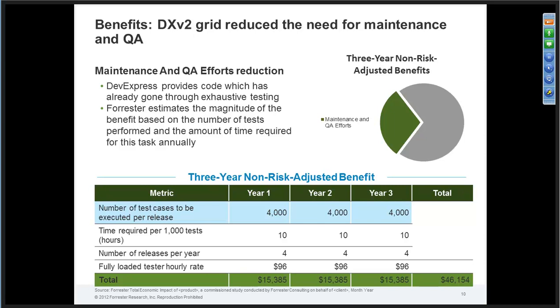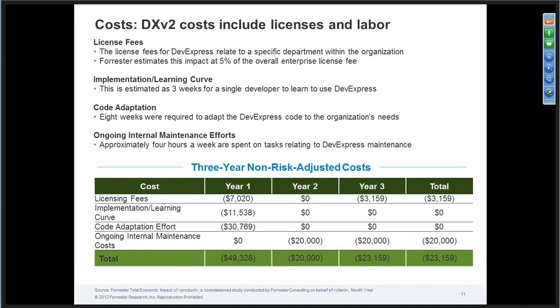Now, in this particular case study, the client has an enterprise license fee, so there's a number of devs in their organization that have the entire DevX suite, not just the grid, but all the other components. And when we looked at the number of developers that were supported across the organization compared to the number of devs on this individual team, we prorated the overall enterprise license cost based on the fact that there were 2 devs on this particular team.